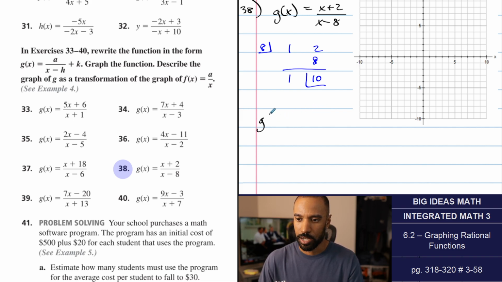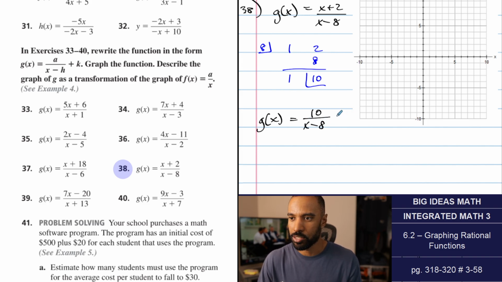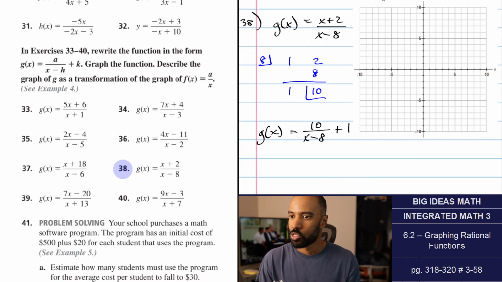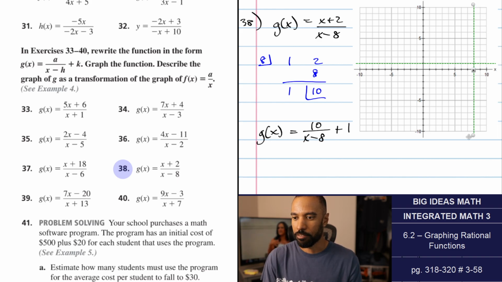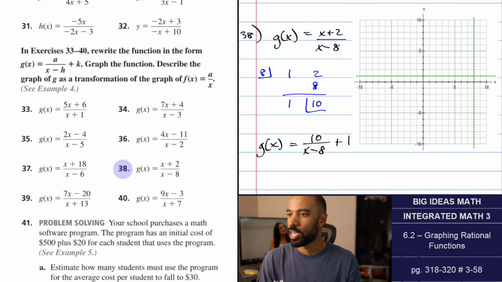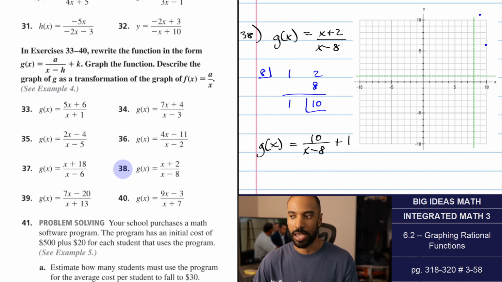It's kind of glitching. 10 over x minus 8, and then plus 1. So 8 and 1, still going right and up. Whew, I can't fit much on this right side here. 10 over 1 is 10. 10 up from 1 is 11. All right. 10 over 2 is 5. 10 over 5 is 2. I can't fit 5 over. That's it. Let's go to this other side, though.